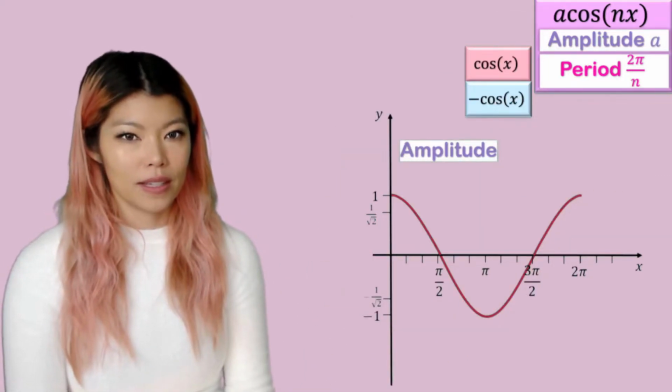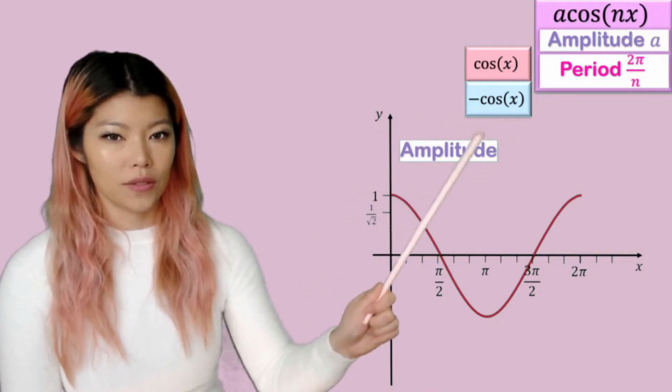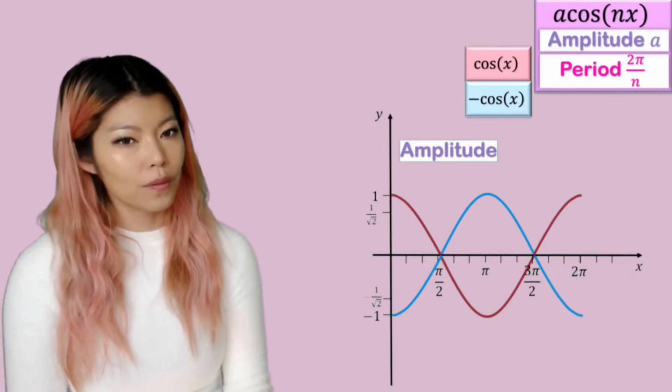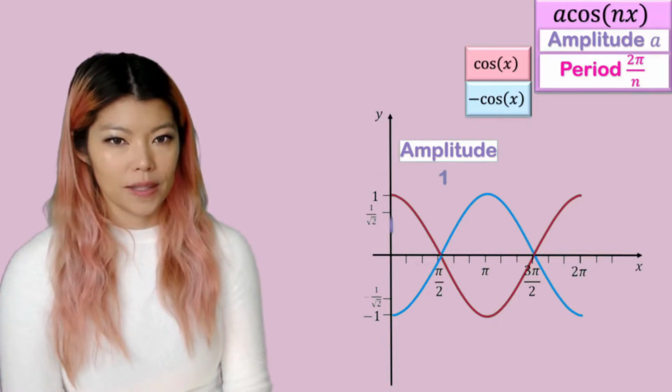Let's sketch some of these. Oh, hang on. Let's do negative cos x first. So negative would mean a reflection in the x-axis, and it'll look like so. And now let's sketch these.